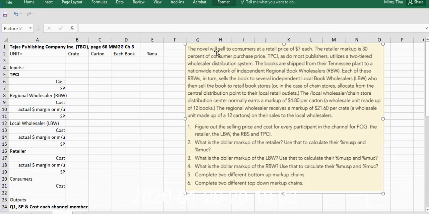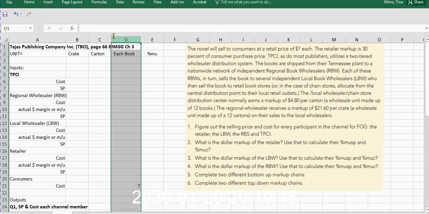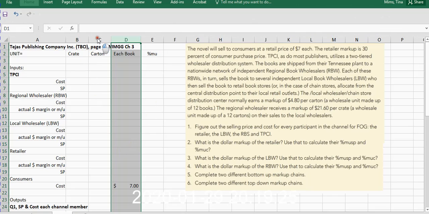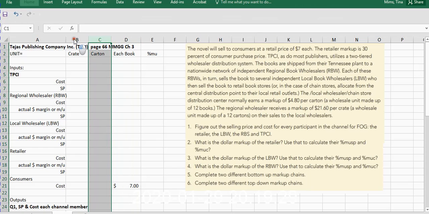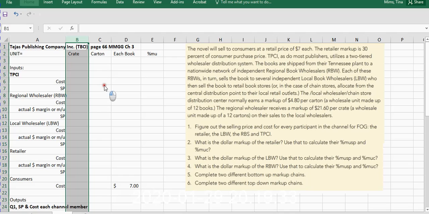The novel will sell to consumers at a retail price of $7 each. Okay, so that's each book. We know that the consumers are buying it at $7. We'll type that in. We're going to go up to column D. We're going to make sure we have the dollar sign for column D. Why don't we go ahead and do that for column C and for column B. Mac users, you'll use the Format tab.